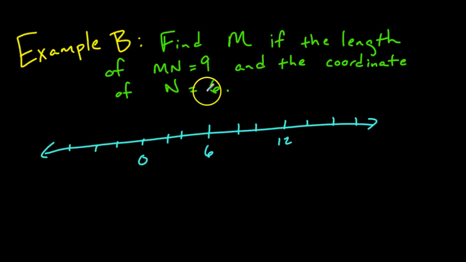Now, we know that the distance is absolute value. What that means is essentially that MN could be 9 to the left. Maybe MN is 9 to the right. So we've got to take this into consideration because we don't necessarily know where M is at.